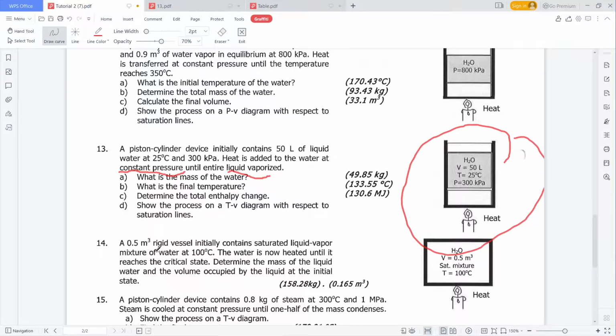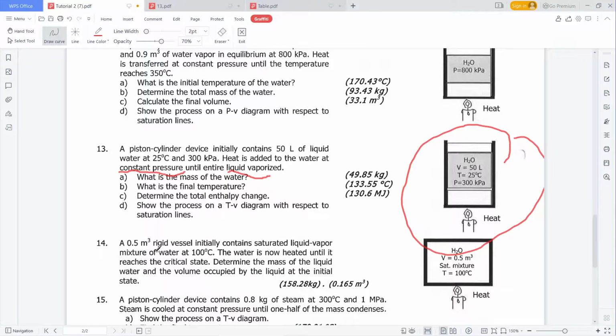A piston cylinder device initially contains 50 liters of liquid water at 25 degrees C and 300 kPa. Heat is added to the water at constant pressure and the entire liquid will vaporize. So we have a piston cylinder device that is considered a closed system, so there is no mass in and out of the control volume for the entire process.